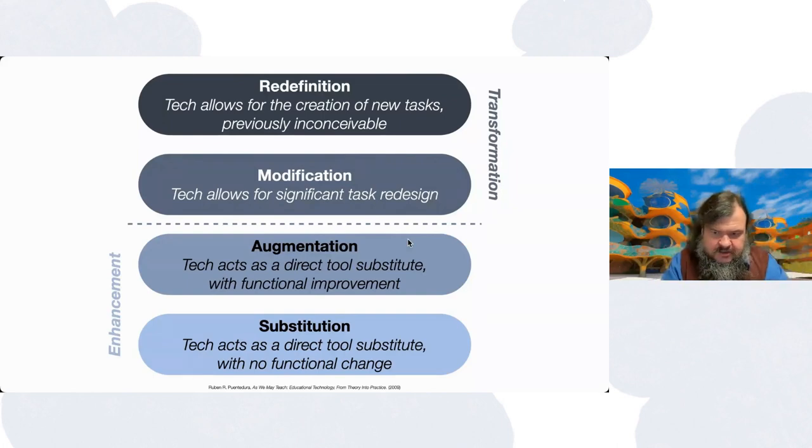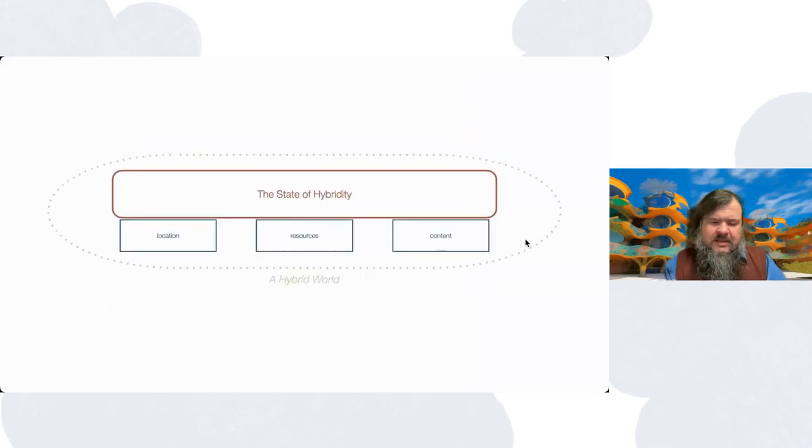But if you want to get into antifragility, you really need to be pushing into the upper two levels of SAMR, into the modification level where you're significantly redesigning a task, and the redefinition level where you're creating new tasks that were not conceivable before without the technology that actually change your outcomes dramatically. So this is the model. As I say, I know some of you know it, but I also want to make sure we're all on the same page. So let me show you an example that relates to the pandemic.